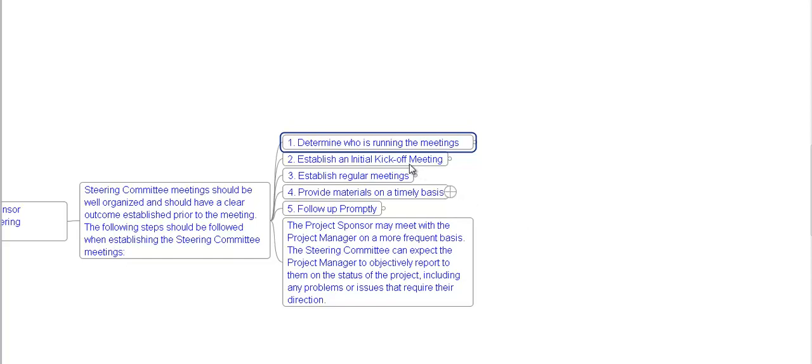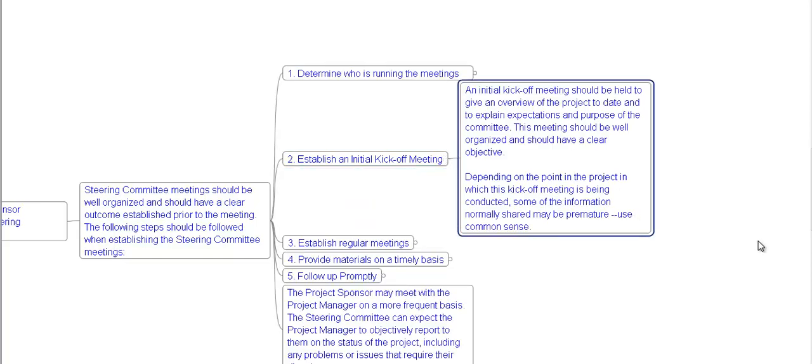Establish an initial kickoff meeting. An initial kickoff meeting should be held to give an overview of the project to date and to explain expectations and purpose of the committee. The meeting should be well organized and should have a clear objective. Depending on the point in the project at which this kickoff meeting is being conducted, some of the information normally shared may be premature. Use common sense.